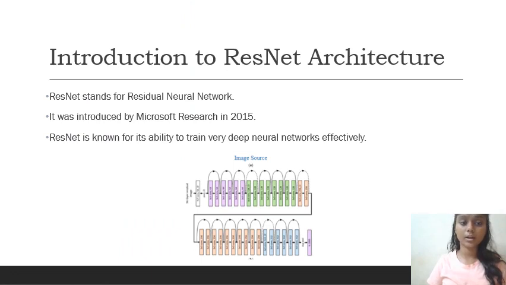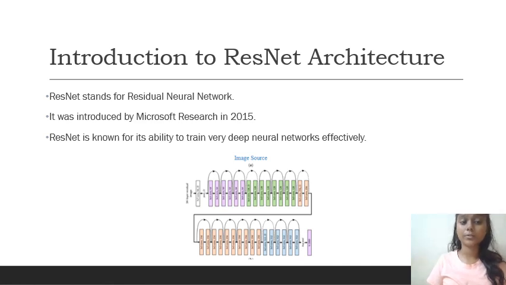Introduction to ResNet architecture. ResNet, which stands for Residual Neural Network, was introduced by Microsoft Research in 2015. ResNet is known for its ability to train very deep neural networks efficiently. We can call it one of the most efficient methods of deep learning, which we can use to train models and get better results than a typical CNN architecture. So we can say that ResNet stands better than the typical CNN architecture.